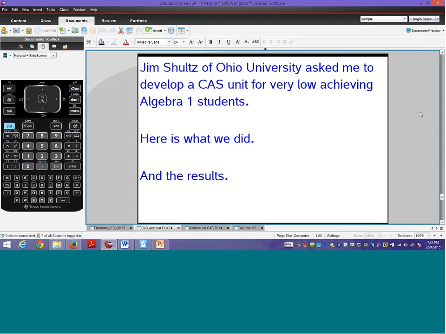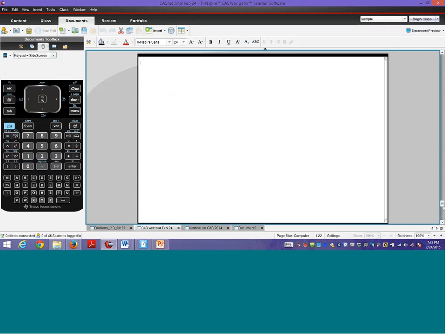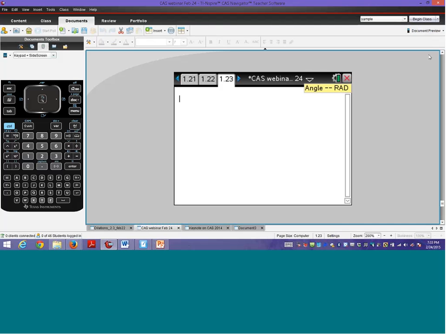And when I say low achieving Algebra 1 students, you might call them basic algebra, you might call them algebra half or something like that. But these were not the students that wanted to be there at all. And so I decided to take on simplifying radicals with these very low achieving students. So let me go ahead and bring back the handheld and show you what I did there.